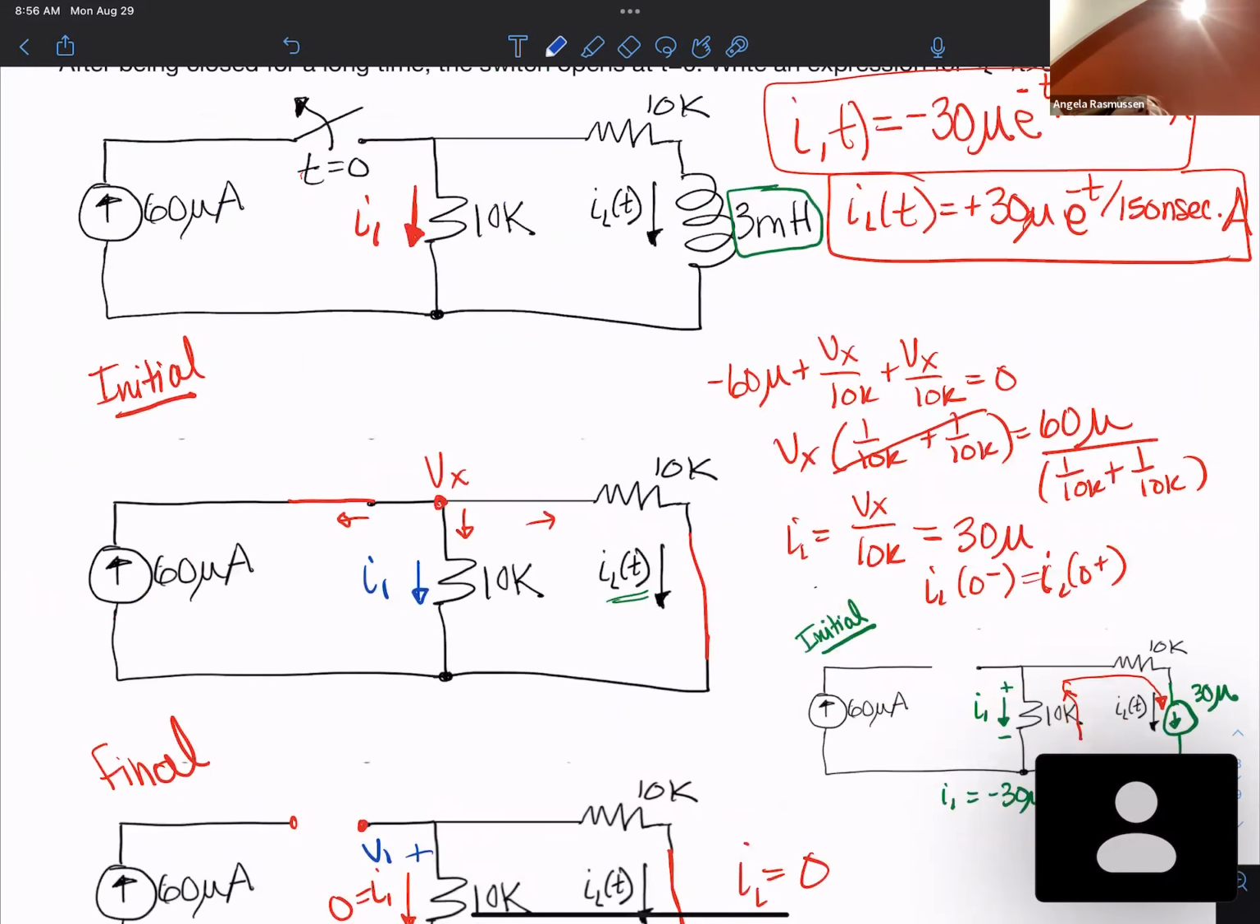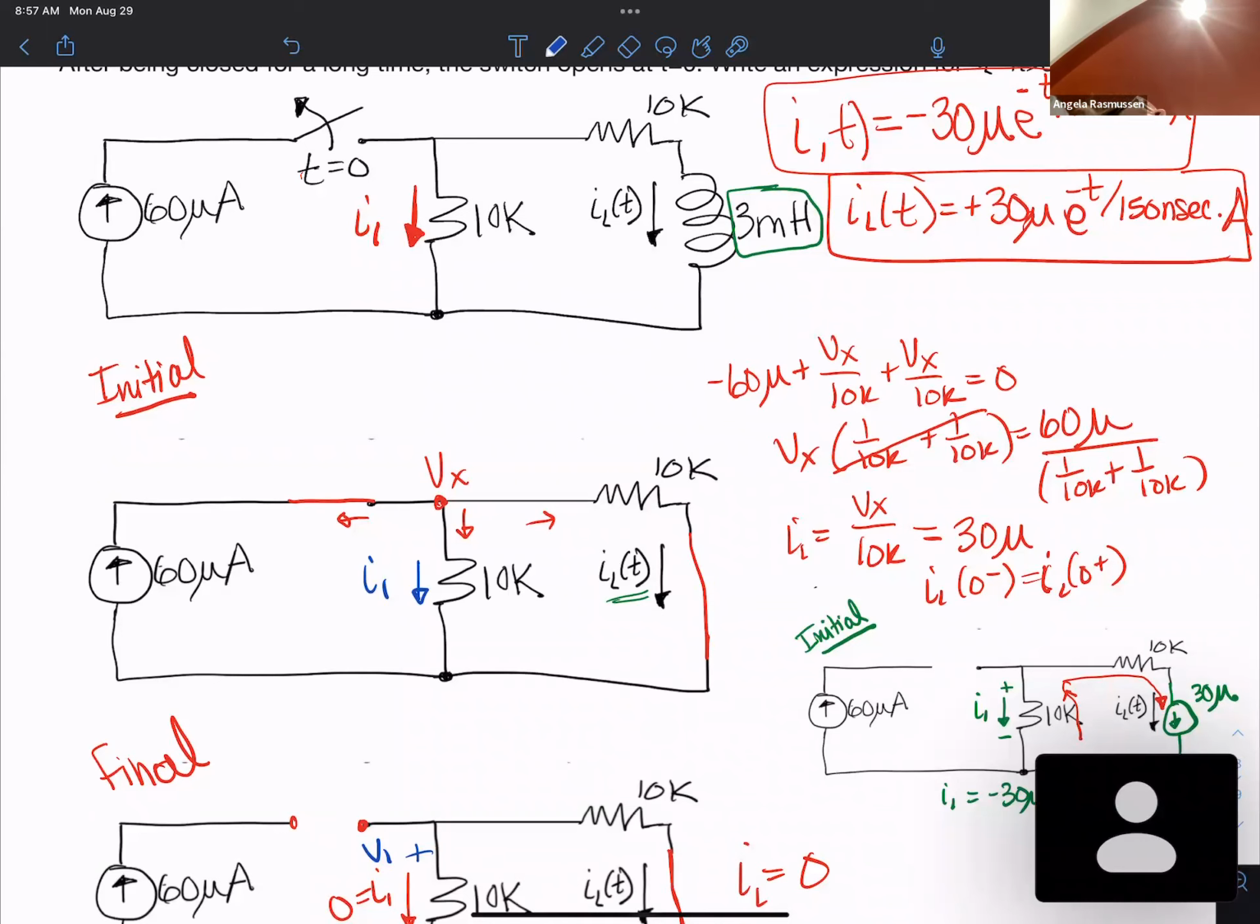I could have labeled IL going up, but then I would have found it to be negative because of the direction of the current source. Wherever you label them, just keep them consistently labeled that way, and then you're going to find a value for it. If I had labeled it up originally, I would have found it as negative, and I1 would still be negative. So it's a matter of keeping a constant convention.